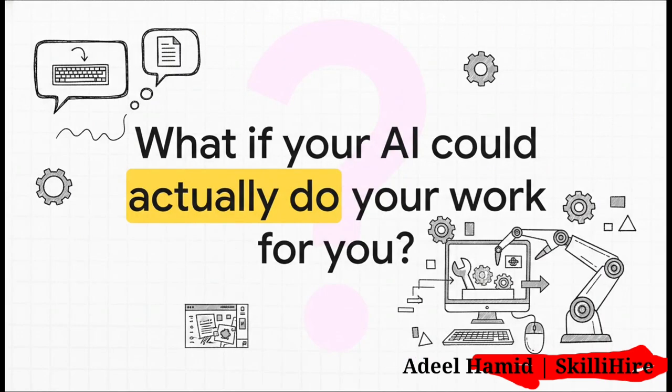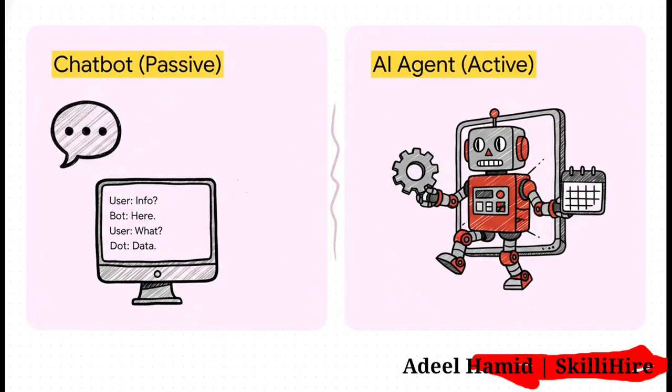We're all super used to chatbots, right? You ask something, it gives you an answer. It's basically a Q&A machine. But what if, and this is the big question, what if your AI could go from just talking to actually doing? And that right there is the crucial difference we're talking about today.